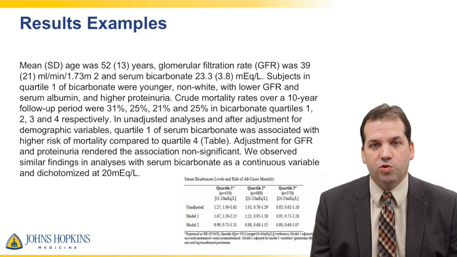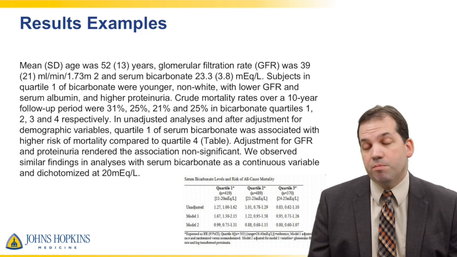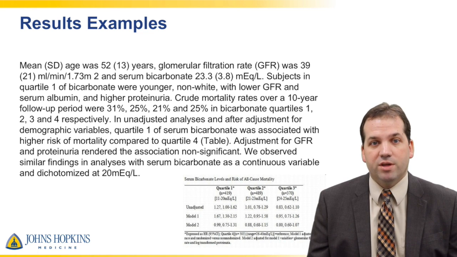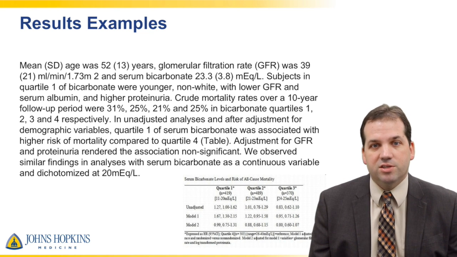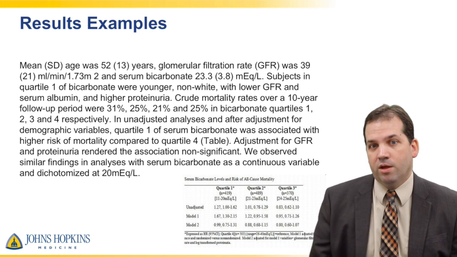Then the next sentence: crude mortality rates over a 10-year follow-up period were 31%, 25%, 21%, and 25% in bicarbonate quartiles 1, 2, 3, 4, respectively. So again, starting broadly with the demographics, then the initial results. Their next sentence says, in an unadjusted analysis and after adjustment, quartile 1 of serum bicarbonate was associated with higher risk of mortality compared to quartile 4. Then they refer you to a table.